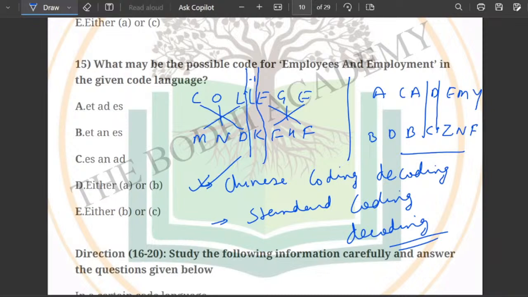And whatever questions are given, please make sure that you answer in the comment box with the correct answer, so that you will come to know whether you have solved it correctly or not.